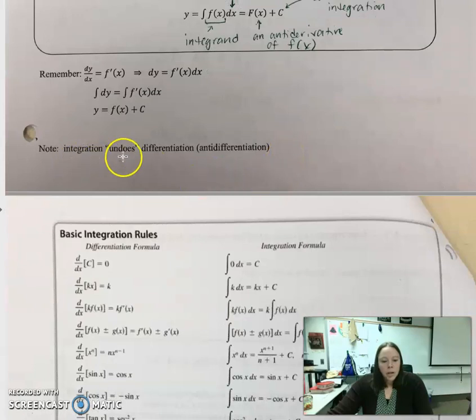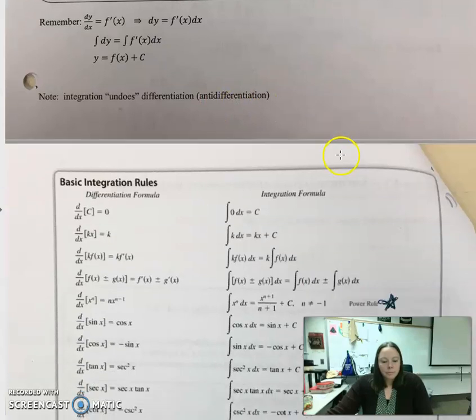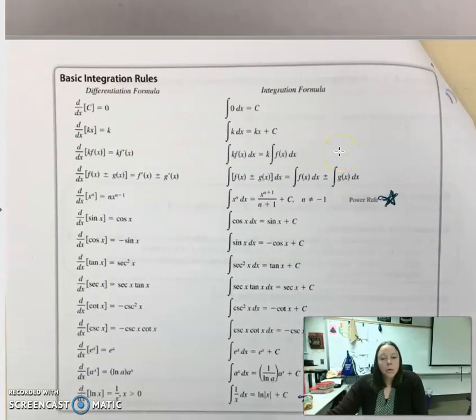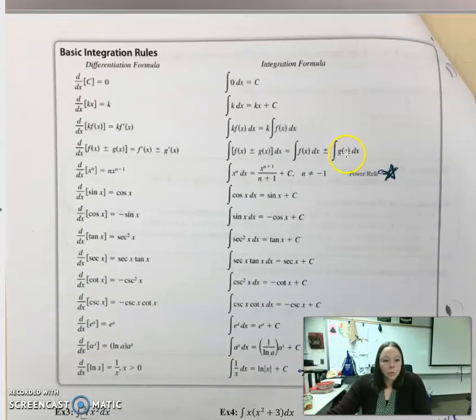So integration undoes differentiation. So that's where that anti-differentiation word comes from. Okay, so here's some basic integration rules. These are your derivative rules, just to refresh your memory, and then we're going to work backwards. So if you notice, the derivative here becomes what's in the integrand. So if ever you have 0, we know that the derivative came from c.